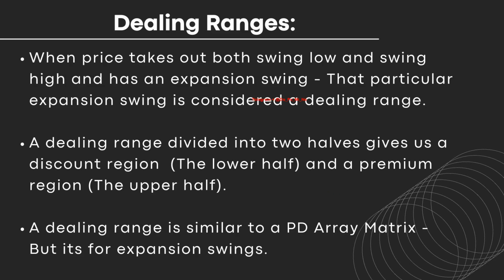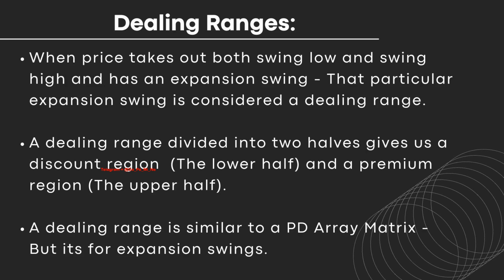Basically, when price takes out both swing low and swing high, and has an expansion swing, that particular swing is considered a dealing range. When you see a move in the market where price takes out both opposing ends of the range, taking out both sell side liquidity and buy side liquidity, and then it expands, that swing is considered a dealing range. You might be wondering what the importance and significance of dealing ranges is, and why we should be familiar with them.